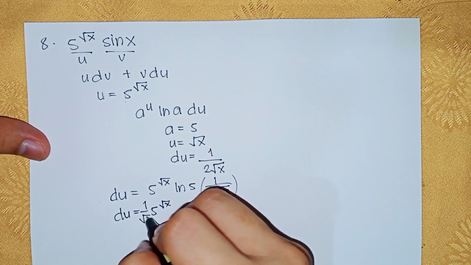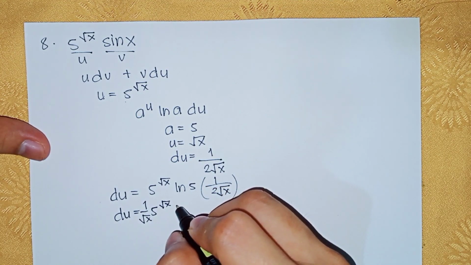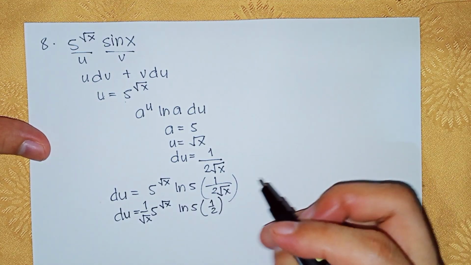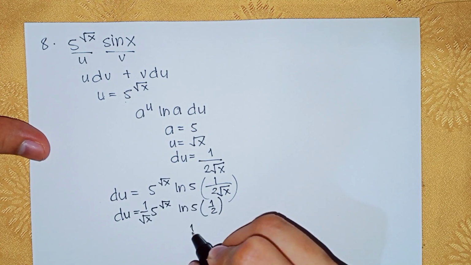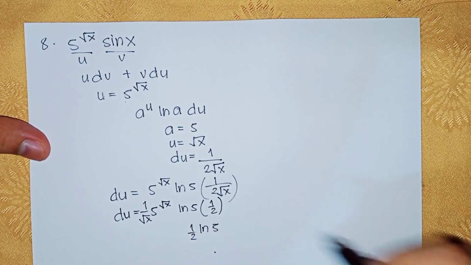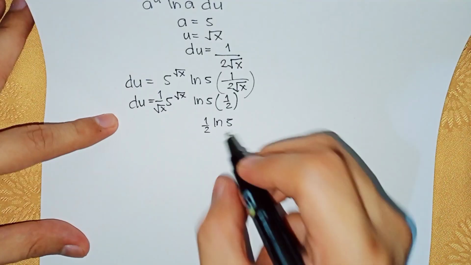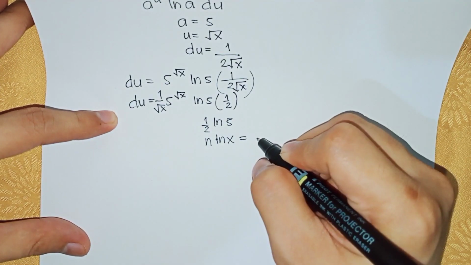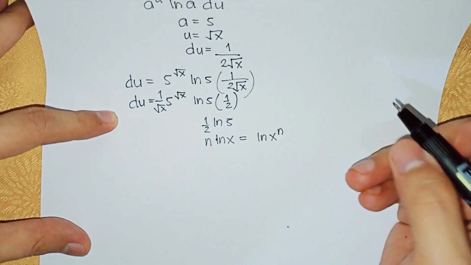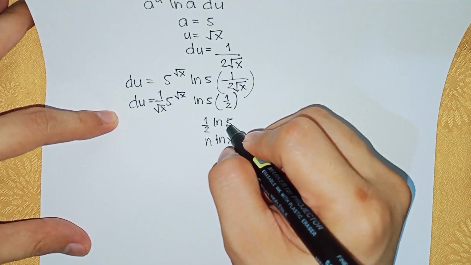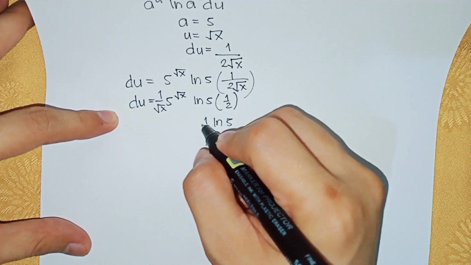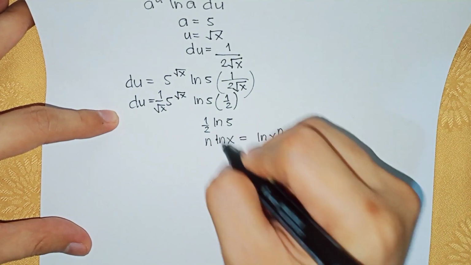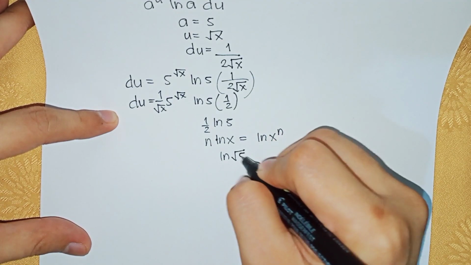1 over square root of x. Tapos dito sa gilid, ang matitira ay ln 5 times 1/2. Diba? So ito, yung 1/2 ln 5, katulad lang siya ng ln x or is equal to ln x raised to n. So ibig sabihin, kapag naka-raise yung 5 sa 1/2, magiging ln square root of 5 yun, di ba? So, magiging ln square root of 5.